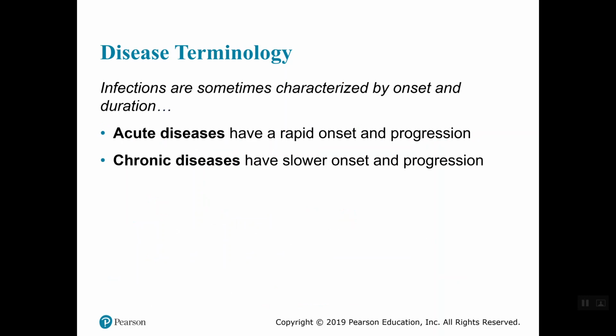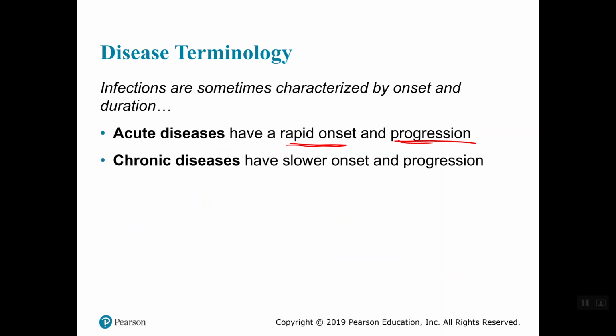Infections are sometimes characterized by onset and duration as well. So we can call infections acute diseases or chronic diseases. Acute diseases will have a very rapid onset and progression. Again, going back to the head cold: you come in to work and you see somebody sneezing next to you and you're like, oh crud. And then 2 to 3 days later, you have a head cold. So that's an acute disease. It lasts for a very short amount of time, maybe about a week, and then you're all done with your head cold until you get infected with a different strain of that particular virus that causes another head cold. And hopefully that's up to or over a year later.